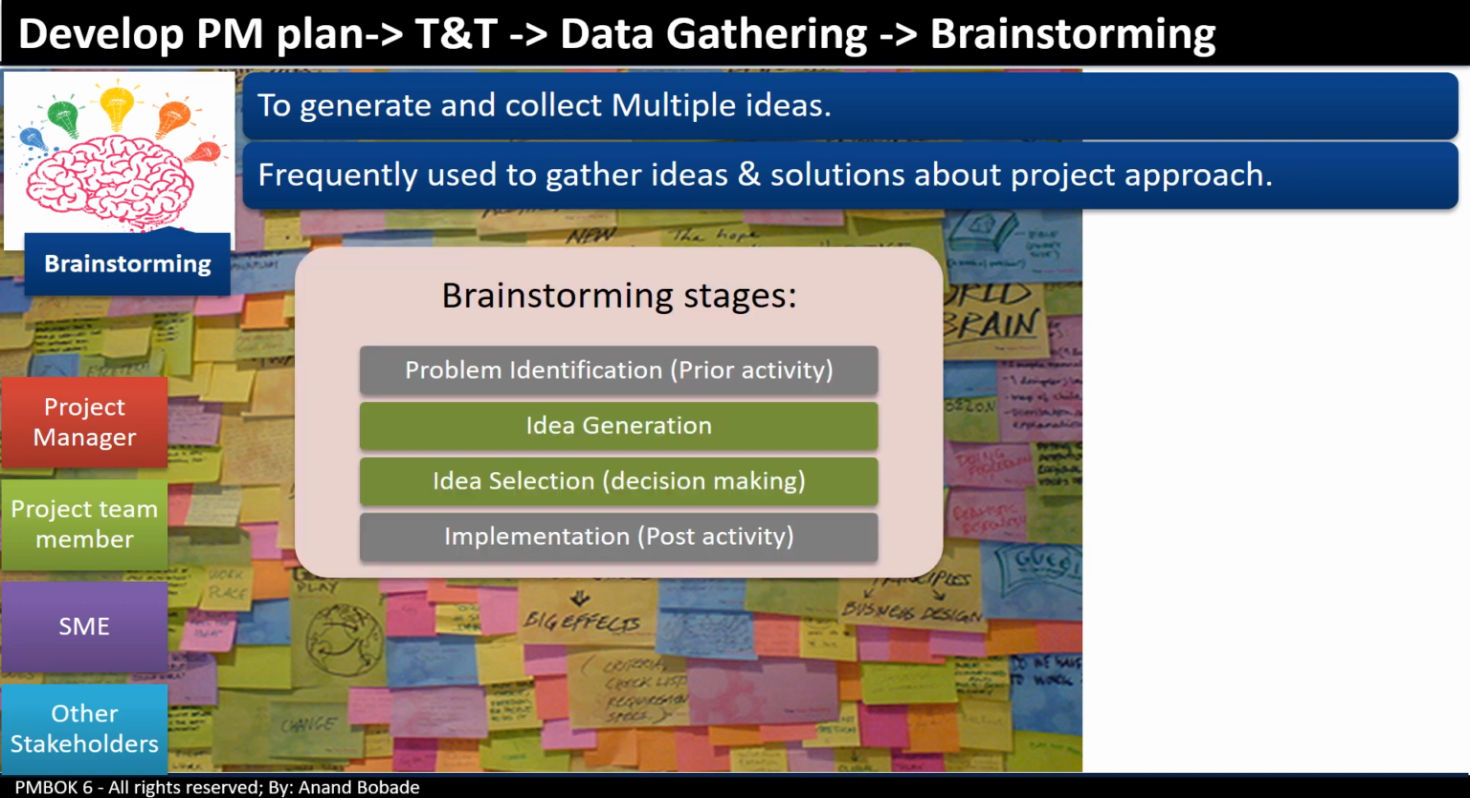Brainstorming goes through multiple stages. Problem identification. This is a prior activity. Idea generation and idea selection, which is decision making, happen in the session. And implementation is a post activity.